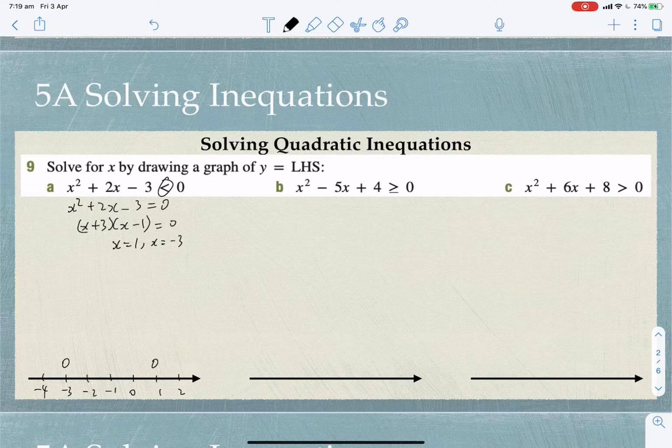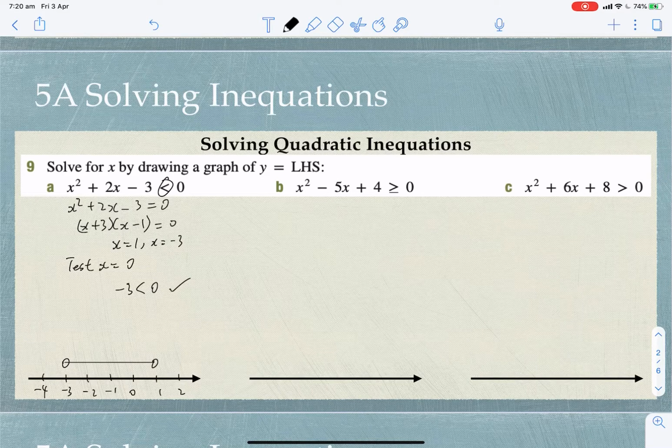Okay, I like 0 because you can cancel everything out. So test x equals 0. So 0 plus 0 minus 3, so negative 3 less than 0. Is that correct? Yes. So that means it's in the middle. Okay. I'm pretty sure you guys can do that.